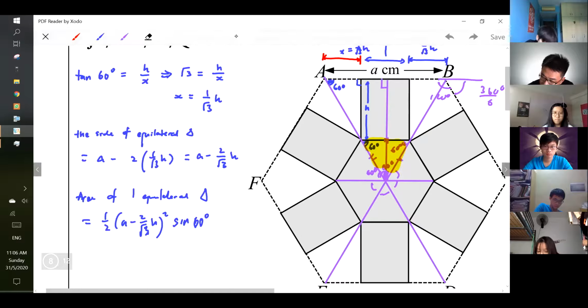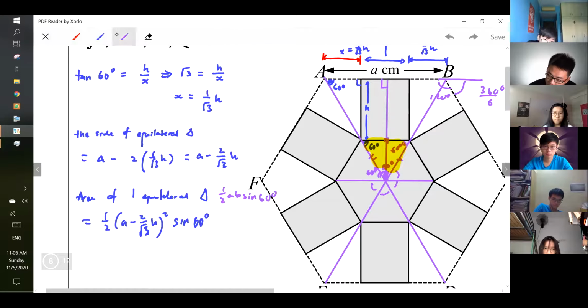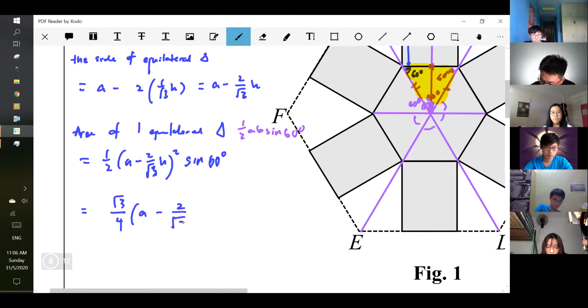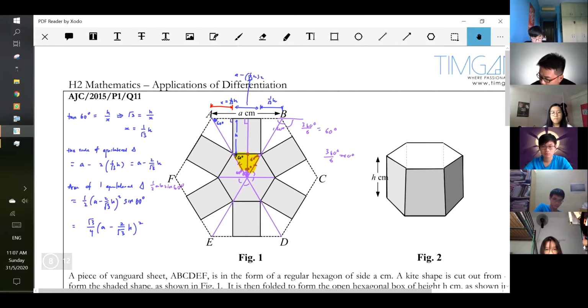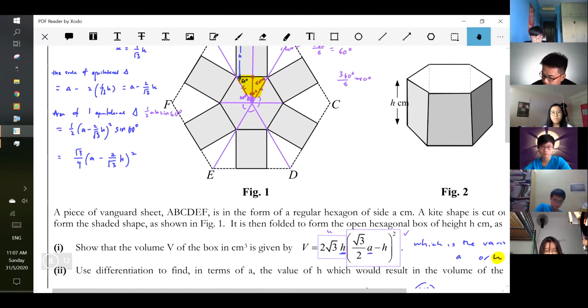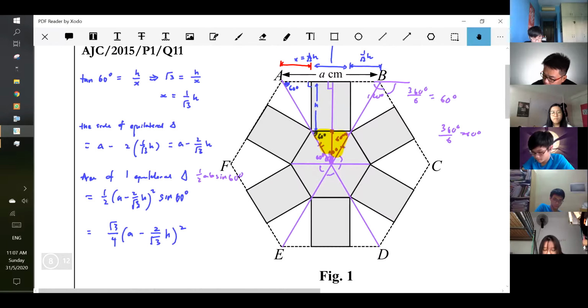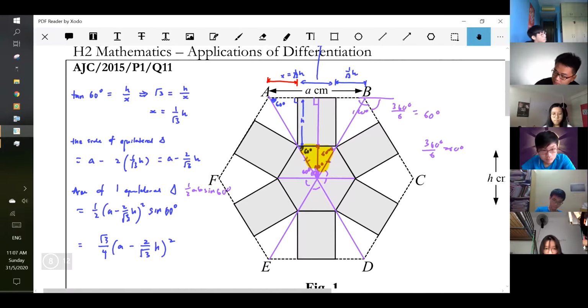So the two sides are the same length. So we just use AB sine 60. In this case, the two sides are the same, so we're just going to use the same. Sine 60 will be root 3 over 2. Like that. Okay or not? Question, please ask.